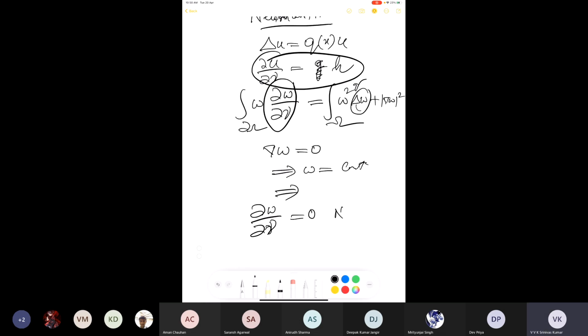Not that W is equal to 0 on the boundary. So we have a constant here, which implies that U is equal to V plus that constant. The different solutions differ by a constant.